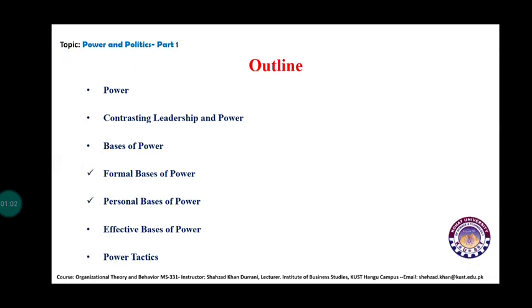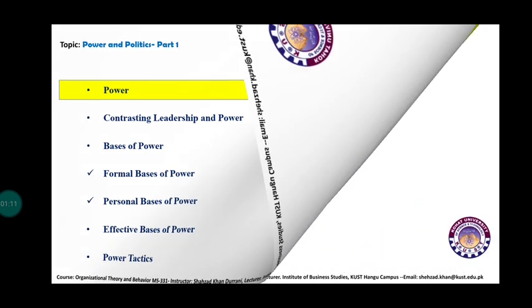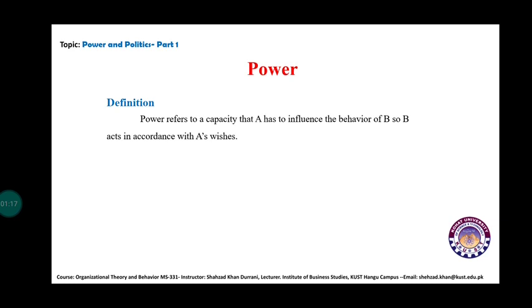Dear students, I already defined power and differentiated power and leadership in my previous lecture, but we will try to define power again and understand the basic concept of power. So power by definition refers to a capacity that A has to influence the behavior of B, so B acts in accordance with A's wishes. It means that power refers to the capacity one person has over another person to get them to do what they want.